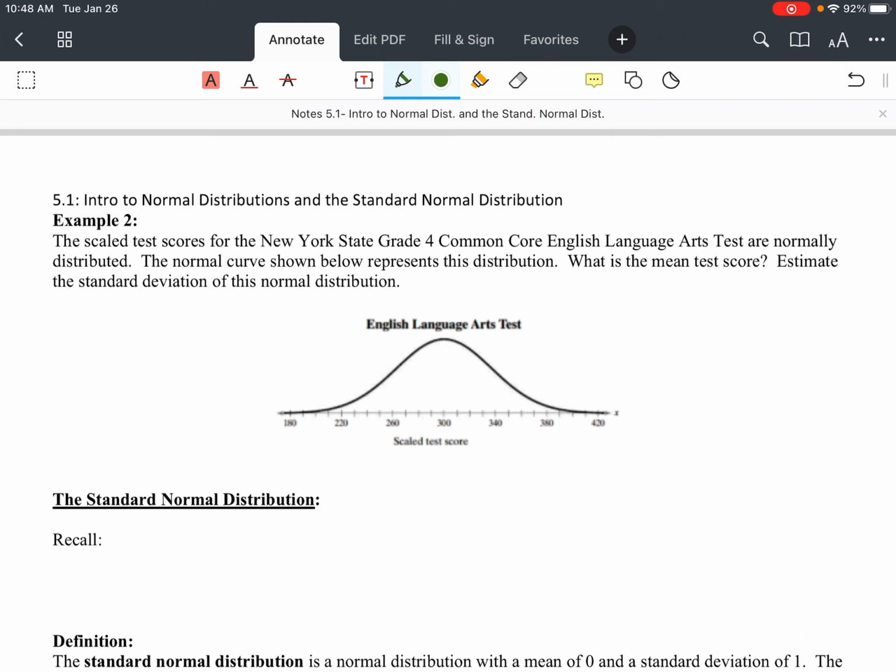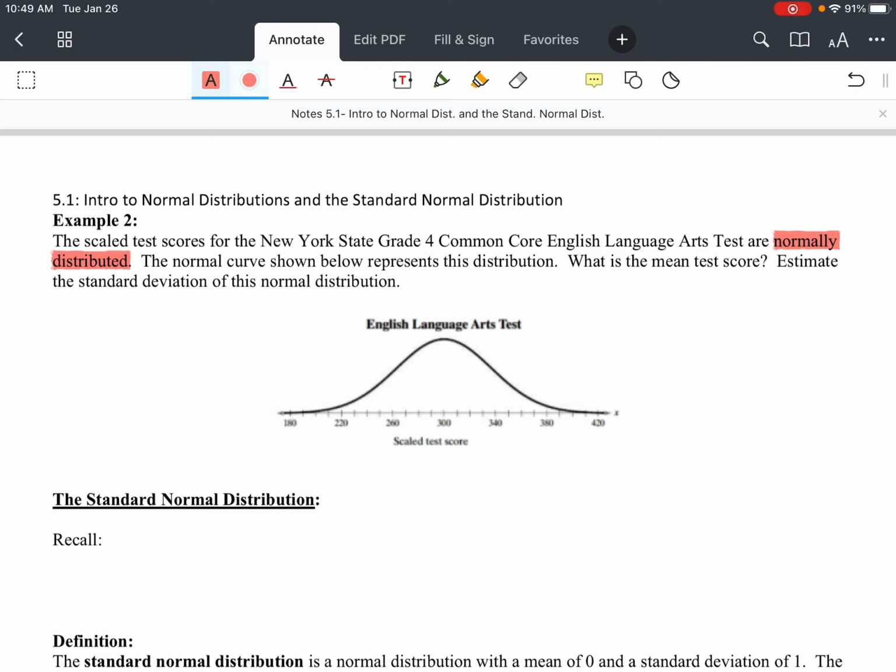All right, so moving on, let's go ahead and take a look at another example. In this next example, it says the scaled test scores for New York State grade 4 Common Core English test are normally distributed. Okay, and this is a key word. This is one that we're kind of looking for, is normally distributed. The normal curve shown below represents this distribution. What is the mean test score?